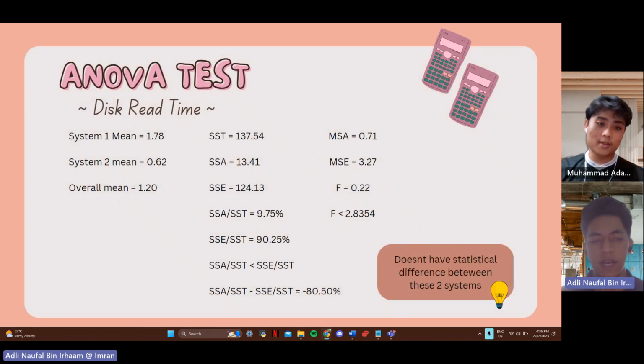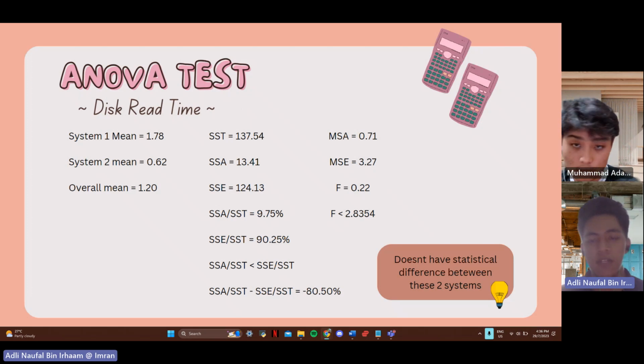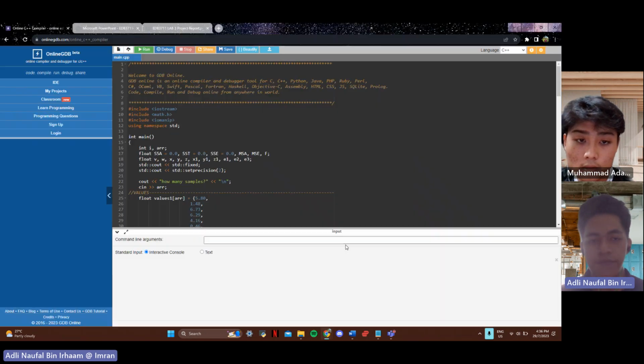So for the last performance metric, which is disk read time, we didn't calculate it manually because it took quite some time to calculate manually, because like I said, it has 20 samples. So we decided to create a code that will calculate the system 1 mean, system 2 mean, overall mean. It will calculate all of this. Now I will show the code.